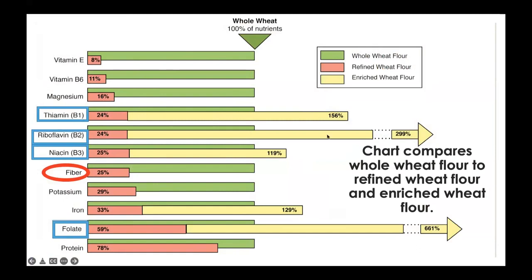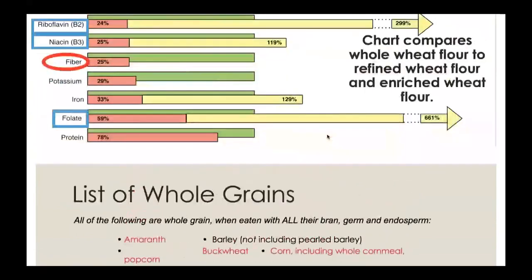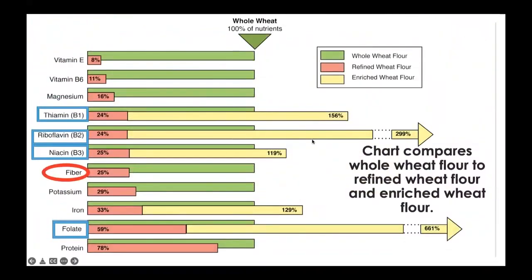So instead of 100%, it has like 156% of thiamine. It's enriched with riboflavin B2, which has like 299% in excess. Fiber is not added back, and folate is added back. So you can see the enrichment can add certain nutrients, mostly B vitamins or folate, but not the fiber. And the refining of the grains can remove lots of nutrition, and whole grains contain 100% of all those nutrients.